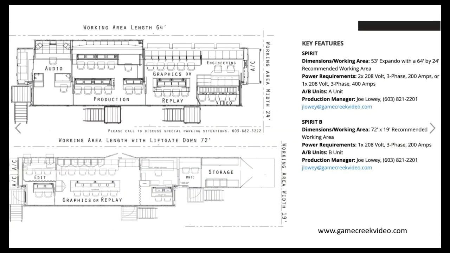So this is a schematic of a typical broadcast truck. This one actually is Game Creek Video. So take us through a few of these things. And Pat, if there's anything you can come in with to give us a little bit of context as far as the audio side, please jump in. Yeah, this looks like an A and a B unit. The A unit is the one with the production side. So if you go from left to right, you can see how the truck is built out.